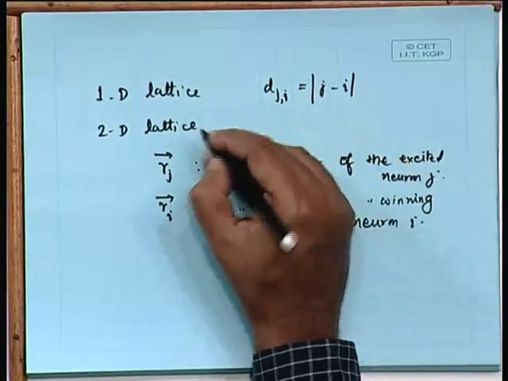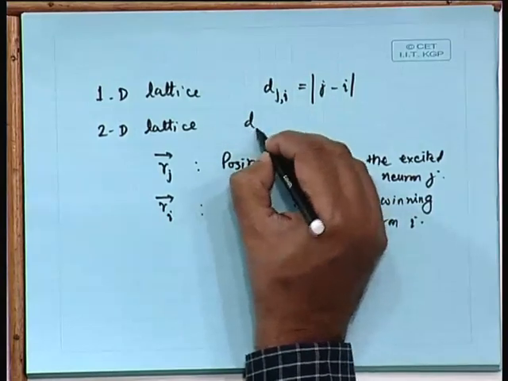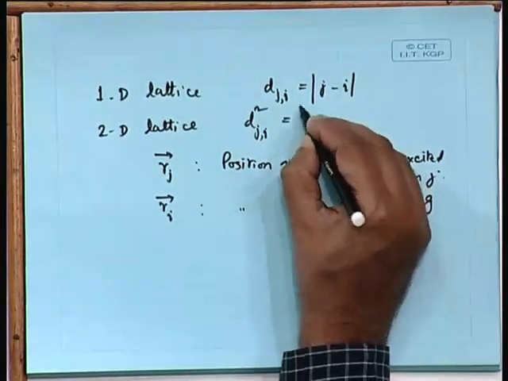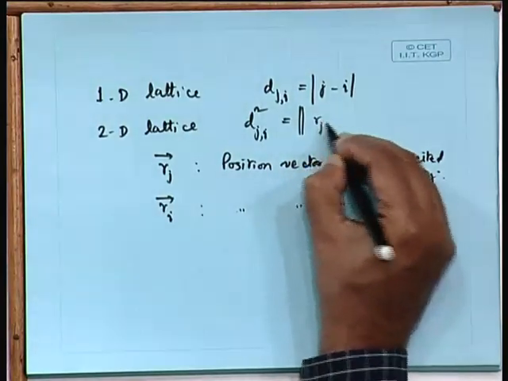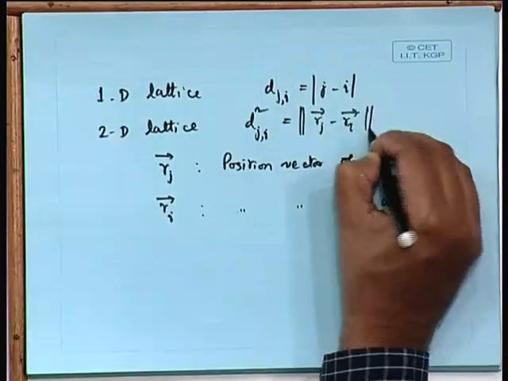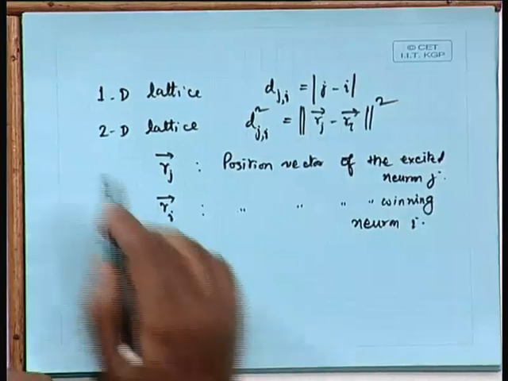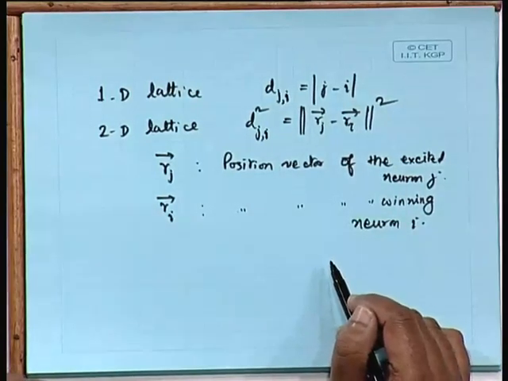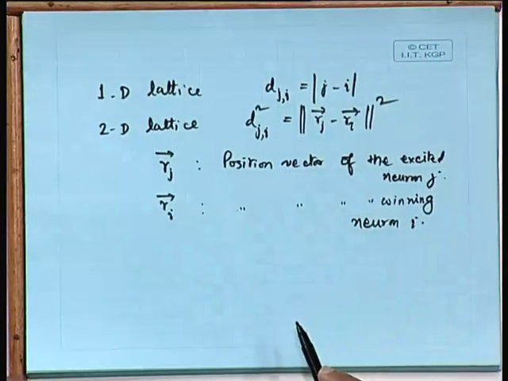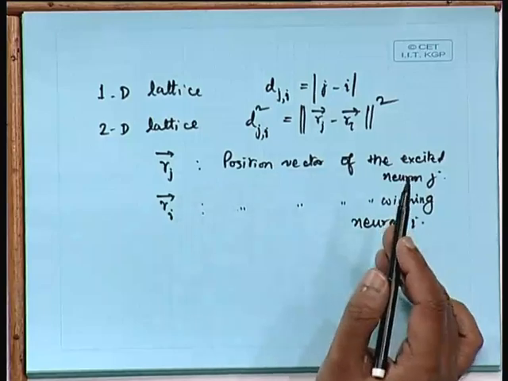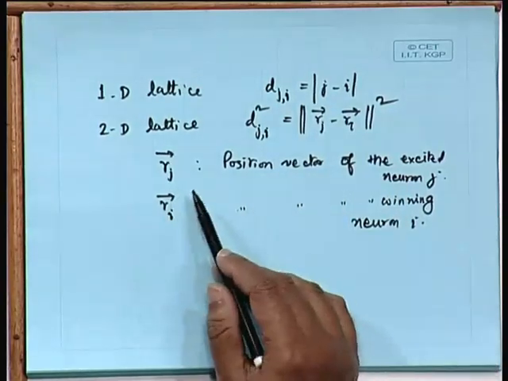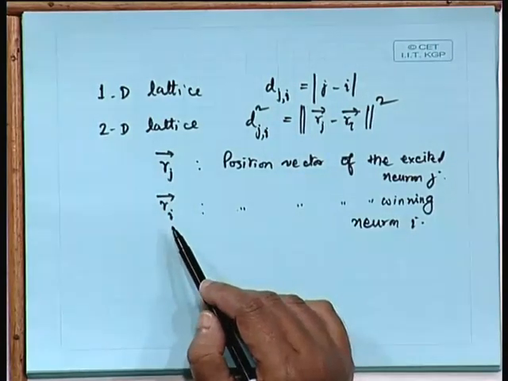So, in the case of 2D lattice, we can write that d_ji square is going to be equal to the Euclidean norm of r_j minus r_i square. So, this is the d_ij that we are going to have for the case of 1D and 2D. In fact, if we think of higher dimension, then also this relation will hold good, because the only thing is that in the case of higher dimensional lattice, this r_j and r_i will not consist of just two elements, it will consist of multiple elements, depending upon what dimension we choose for the lattice. But as I told you, 2D lattice is normally good enough.